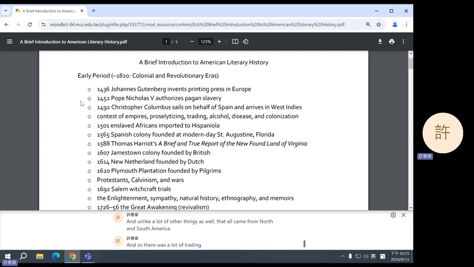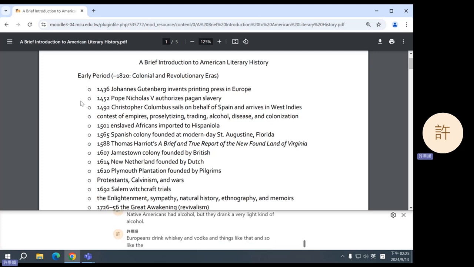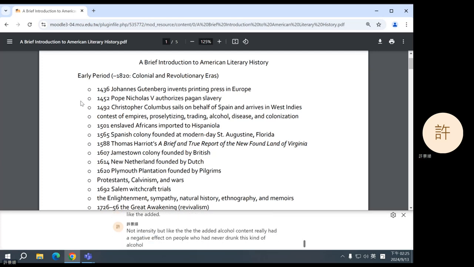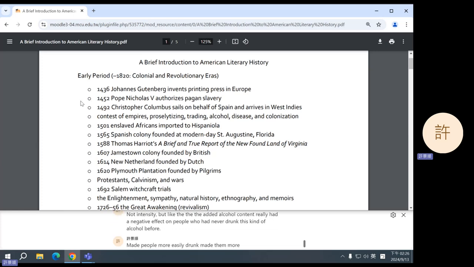The Europeans also brought alcohol with them. Of course, Native Americans had alcohol, but they drank a very light kind of alcohol. Europeans drank whiskey and vodka and things like that. And so the added alcohol content really had a negative effect on people who had never drunk this kind of alcohol before. Made people more easily drunk, made them more addicted, that kind of thing.